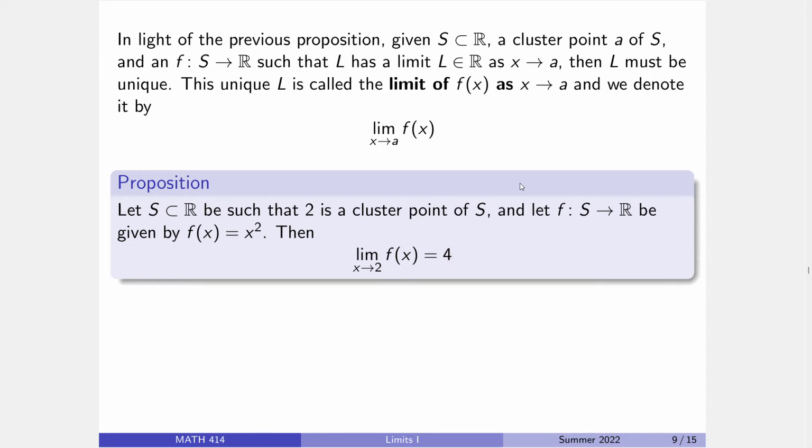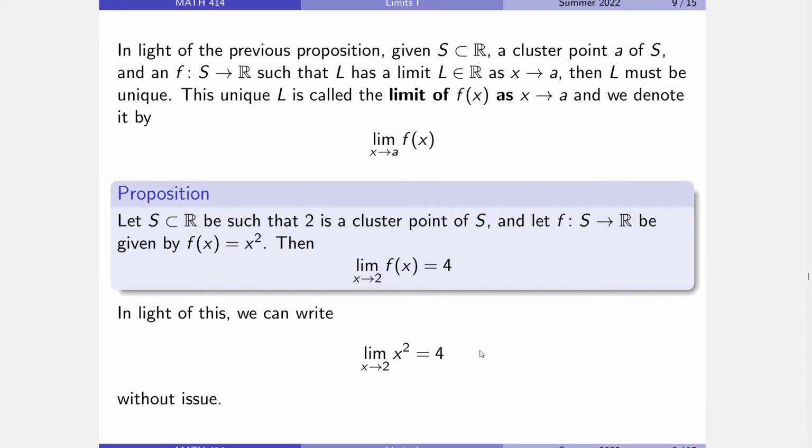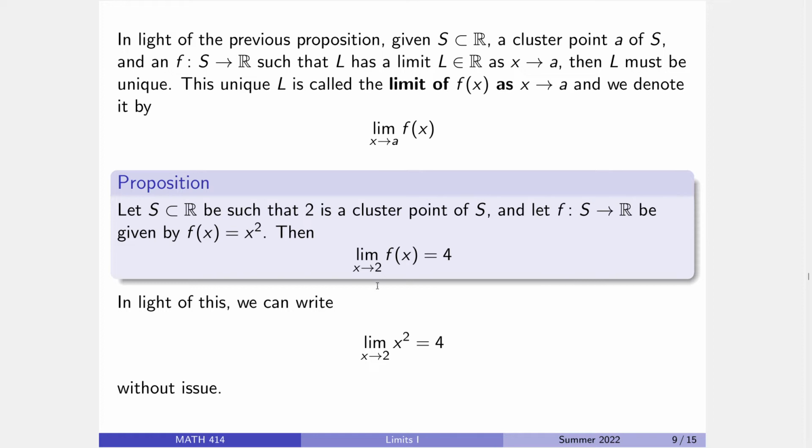There we go. All right. So note how I set it up, though. Given any subset S that has 2 as a cluster point, let f be the function that just squares whatever you give me from S. So, note, this says that you could write this and it's always true. Right? Because the only way you could take a limit is if you have 2 as a cluster point. And the function I want is just x squared.